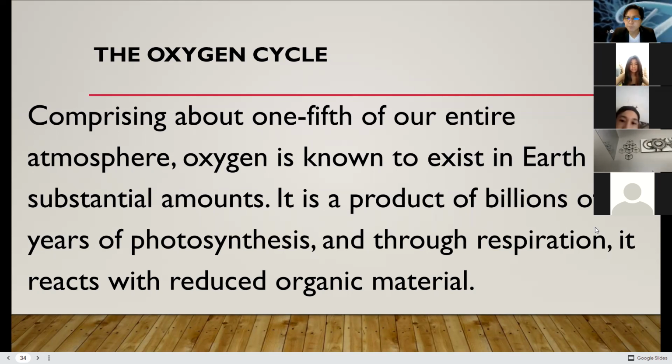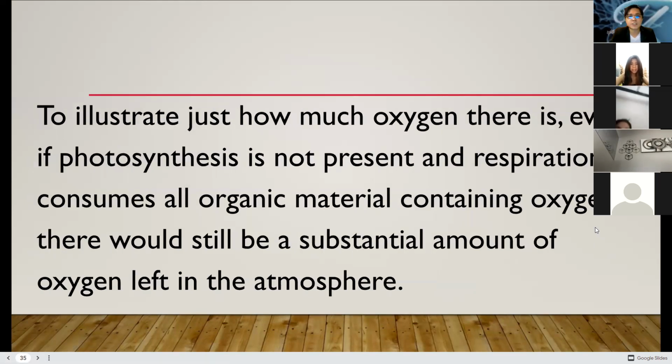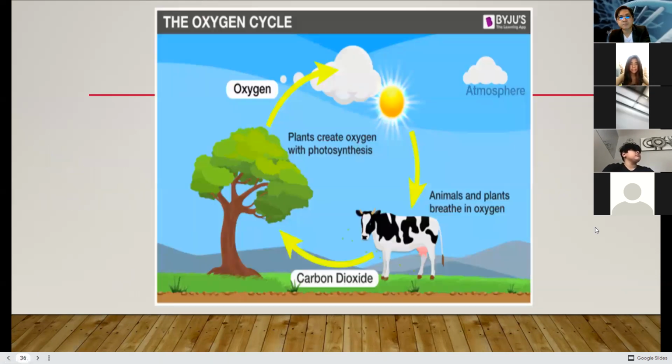And through respiration, it reacts with reduced organic material. To illustrate just how much oxygen there is, even if photosynthesis is not present and respiration consumes all the organic material containing oxygen, there will still be a substantial amount of oxygen left in the atmosphere, meaning it is not enough for all the organisms to use. So this is now the oxygen cycle.